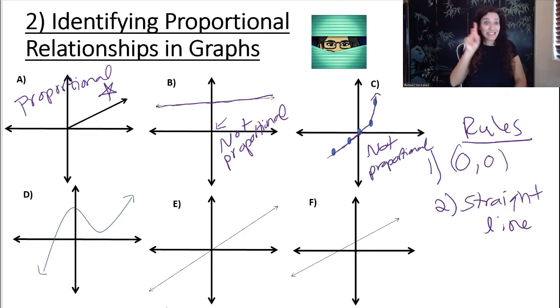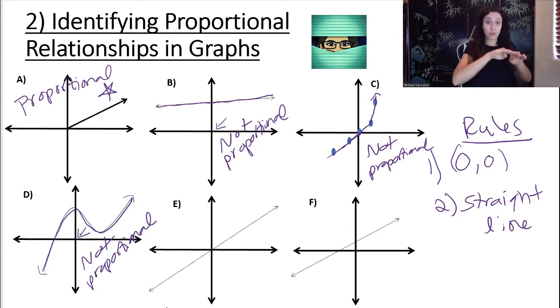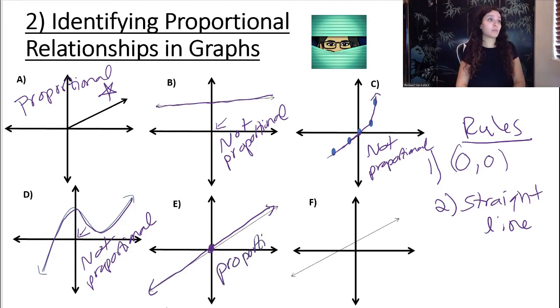Let's look at D. Ooh, it is not a straight line, it's curvy. It's curvy, and it does not go through the origin, so not proportional. Let's look at E. Okay, it's a straight line, and it goes to the origin. Perfect. Proportional. Let's look at F. It's a straight line, but it does not go through the origin, so not proportional.